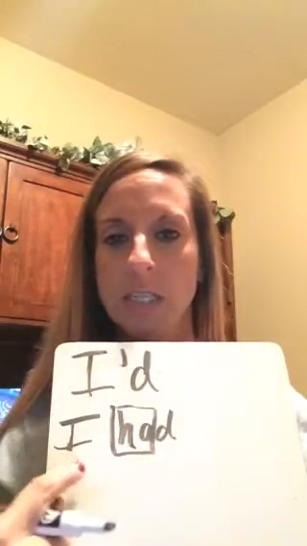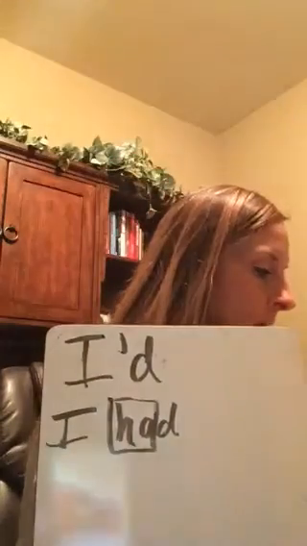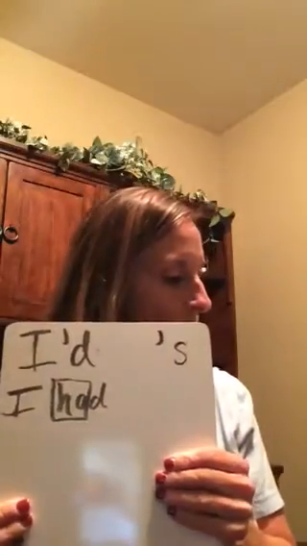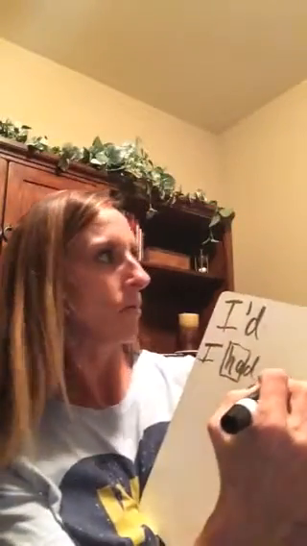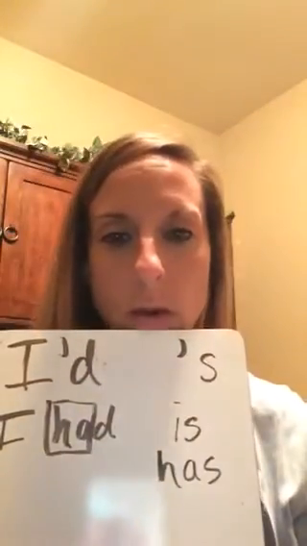So I apostrophe D stands for I had. And the apostrophe tells the reader that we left out 2 letters, H and A. Another one that I would like you to look at is any contraction that has an apostrophe S at the end in our spelling words. The apostrophe will stand for is or for has. And we'll talk about that more as we go, okay?